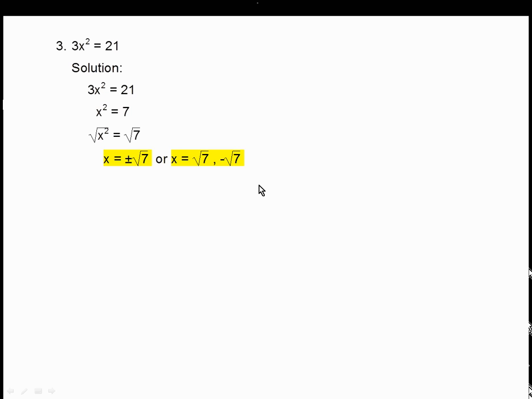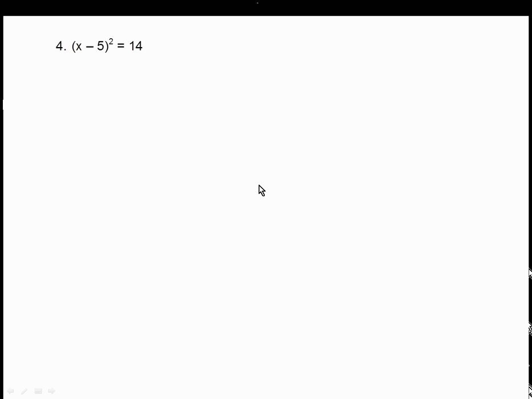Okay? Number 4, I have x minus 5 squared equals 14. Now if you're thinking about squaring out x minus 5 and subtracting 14 and trying to factor, it won't work. It won't factor. But I do have something squared equals a number. My something happens to be x minus 5, but that's okay. So we're going to take square roots of both sides. The left-hand side will become x minus 5. The square root gets rid of the square. The right-hand side will become plus or minus square root of 14.